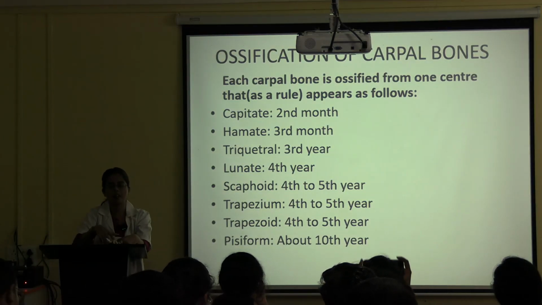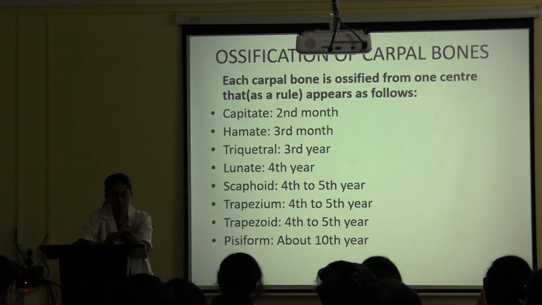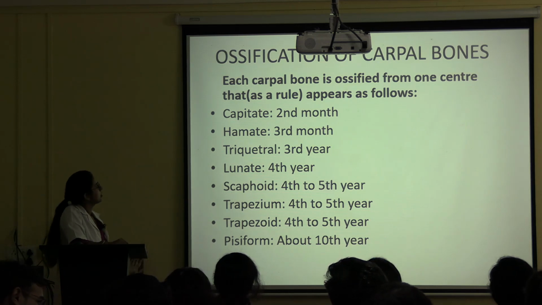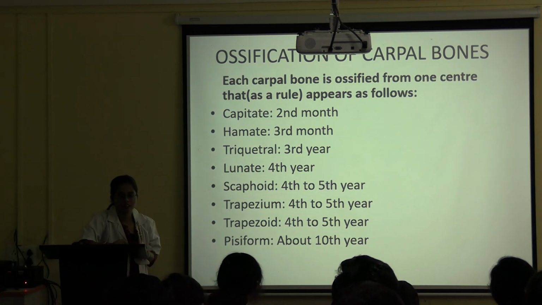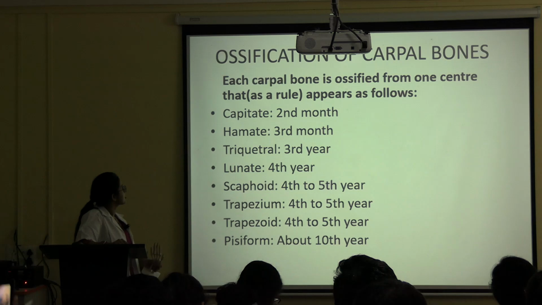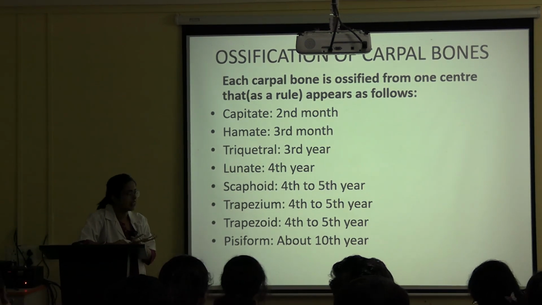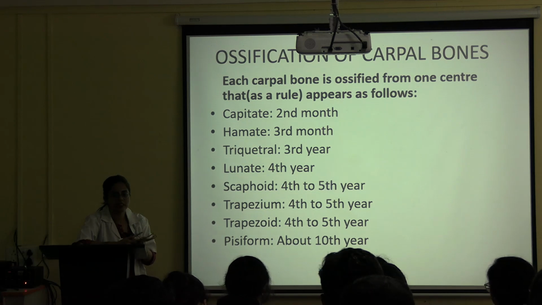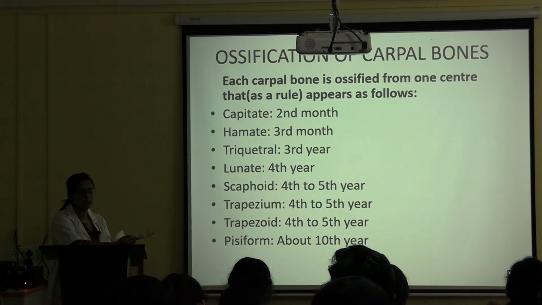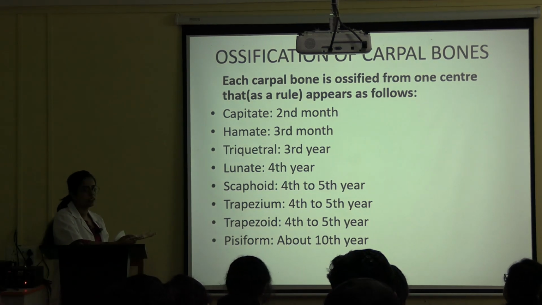Now the ossification of carpal bones. Okay. So carpal bone is ossified from one center. So what is the first bone to ossify? In case of carpal bone, it is capitate. It ossifies second month. Hamate third month. Triquetral third year.